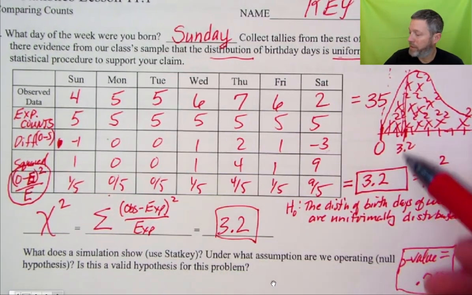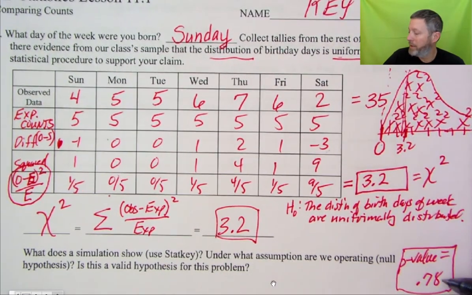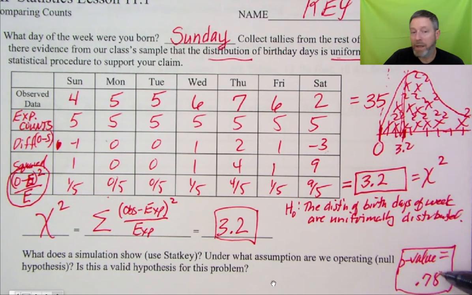So the chi-square statistic was 3.2. That turns out to be not very far away from 0. And therefore, since the p-value is so high, of course, you know what to do with that. We would not reject the null. We have no evidence that our distribution of birthday days of the week is any different than just uniform. We're off a little bit, but not that much.